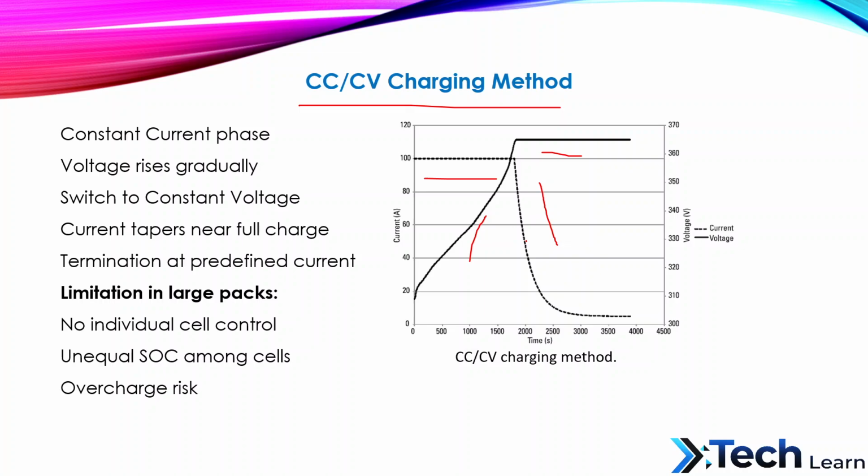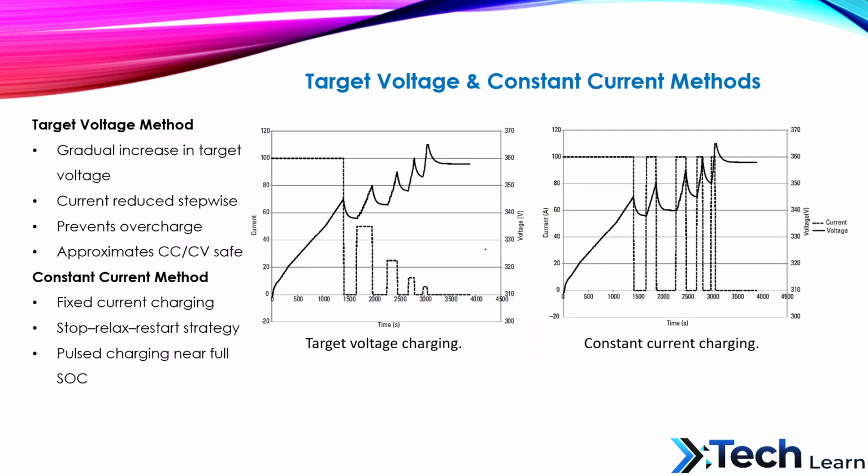However, in large battery packs, we cannot control individual cells, where cells may have different state of charge. Some cells may reach cutoff voltage earlier than the others. This creates a risk of overcharge in weaker cells. Therefore, CCCV cannot be directly applied to large format battery packs without modification. For that, we are going to use target voltage and constant current methods.